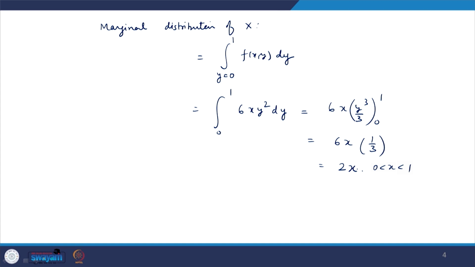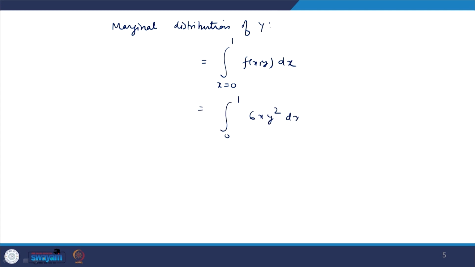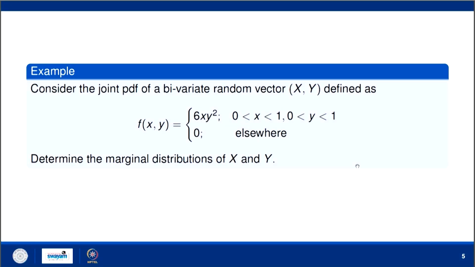Now, if you want to compute the marginal distribution of y, it will be the integral of f(x, y) dx, where x is varying from 0 to 1. So, this is equal to the integral from 0 to 1 of 6 x y square dx. So, this is 6 x square upon 2, from 0 to 1, times y square. So, this is nothing but 3 y square. So, this is how we can compute marginal distributions of x and y if the joint distribution is given to us.